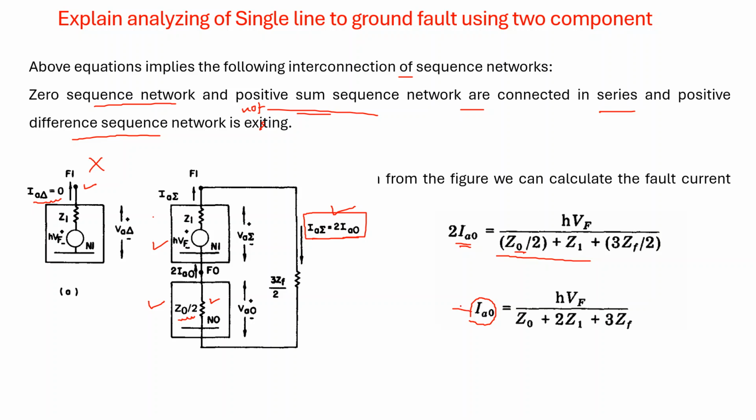Once we get I naught, from the previous equation we have seen 2 I naught is equal to I summation, and I delta is equal to 0. So from these two equations we can find what I is. Now once we get IA naught, IA summation and IA delta, we can find IA, IB, IC from the two component model. So this is how we can analyze a single line to ground fault using the two component method.